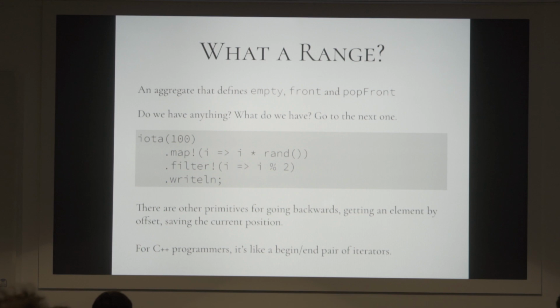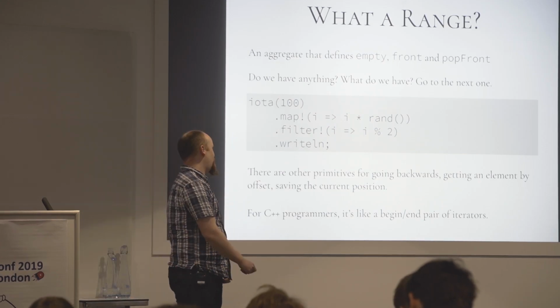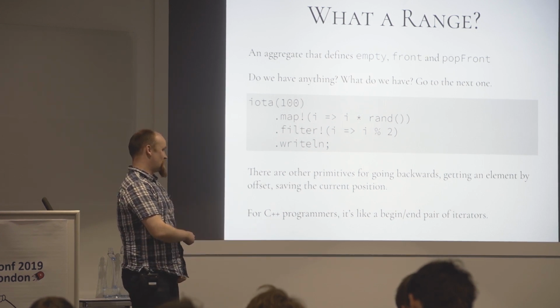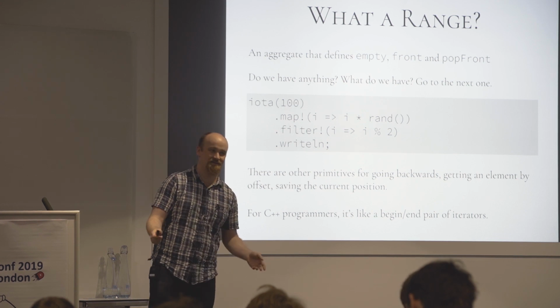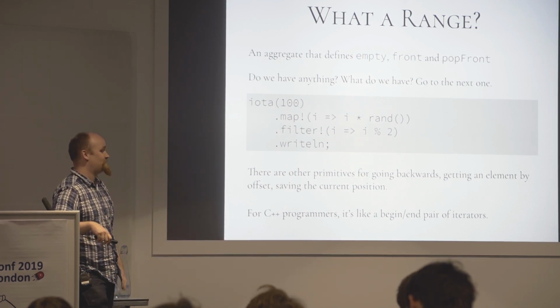There are other primitives for going backwards. You can get an element by offset. You can save the current position. But I'm going to skip over that for this. And for C++ programmers, begin and end iterators are the starting point to thinking about ranges, if you're used to C++.